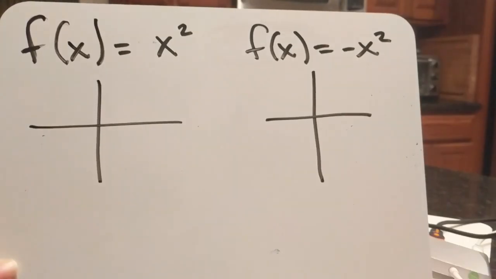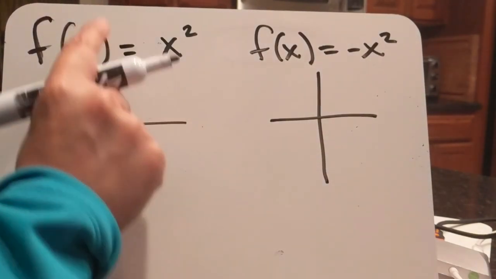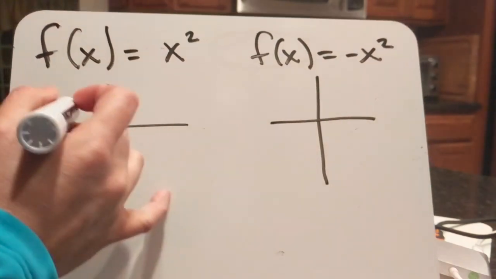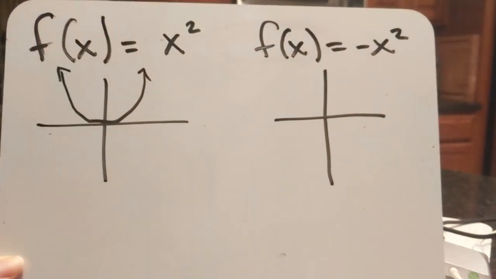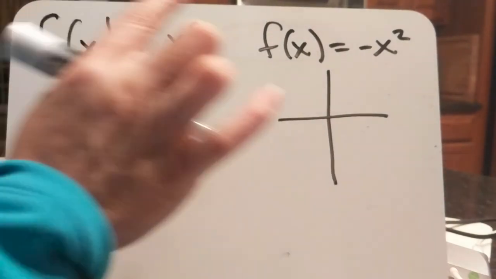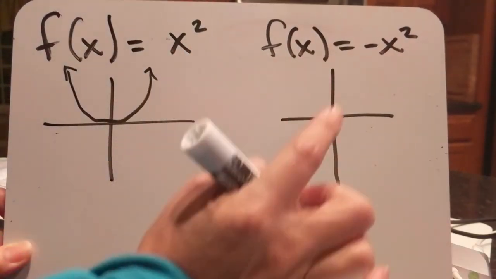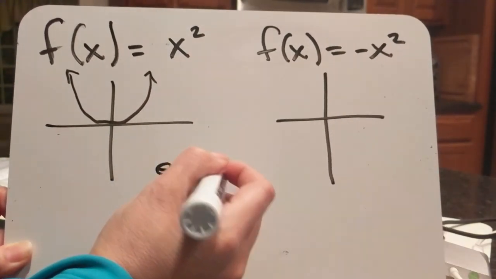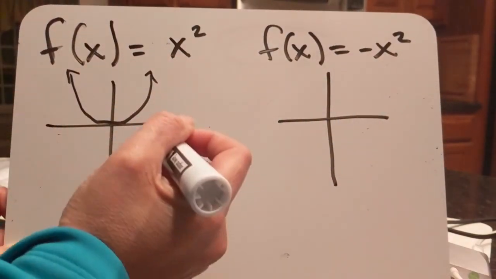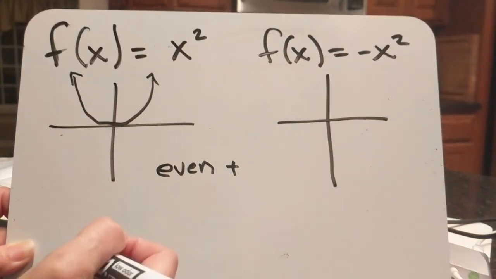Now let's explore quadratics. We know this is the parent function of the quadratic, and we know roughly it looks something like that. Okay, but now let's look at the degree and the leading coefficient. So the degree of this one is 2, which is an even number. The leading coefficient is 1, which is a positive number.